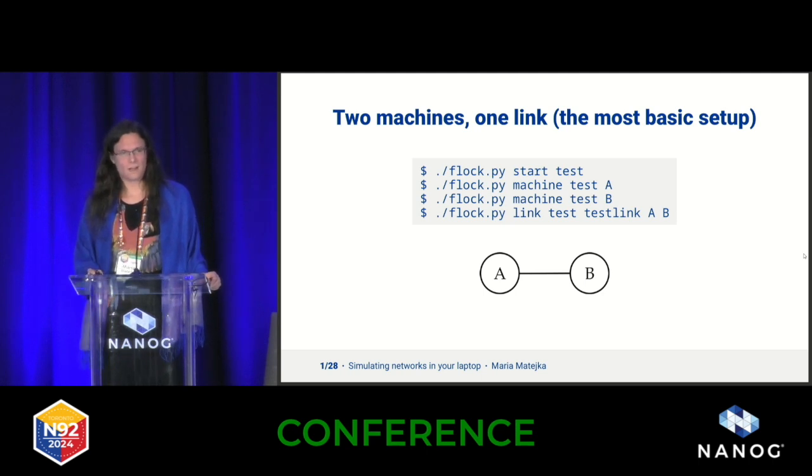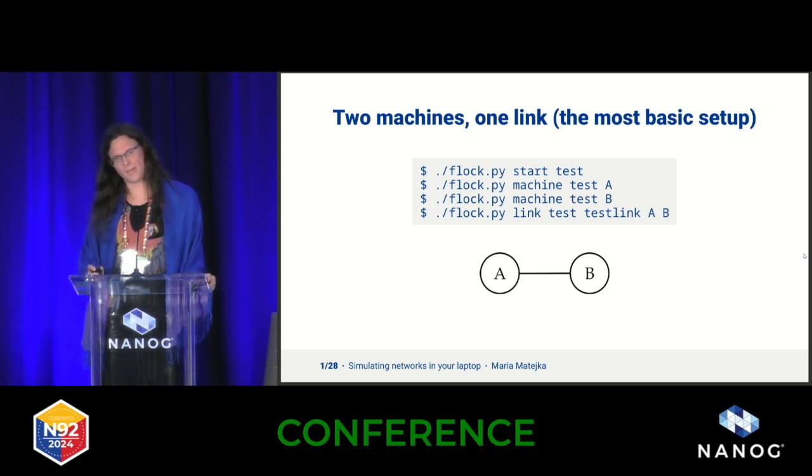How to start? Let's say we want to simulate two machines with one link. So we start a simulation, and we call it test. Then in the test, we create a machine named A. Then we create a machine called B. And then we create a test link. It creates this, and after this, it starts and exits.